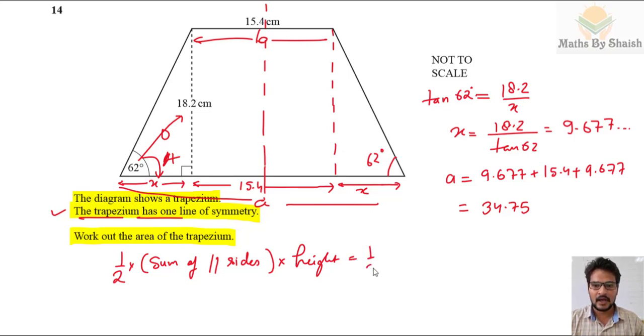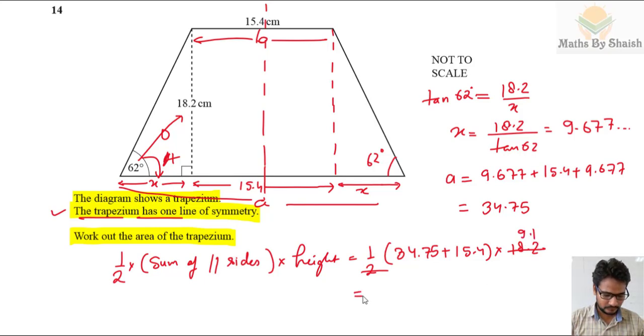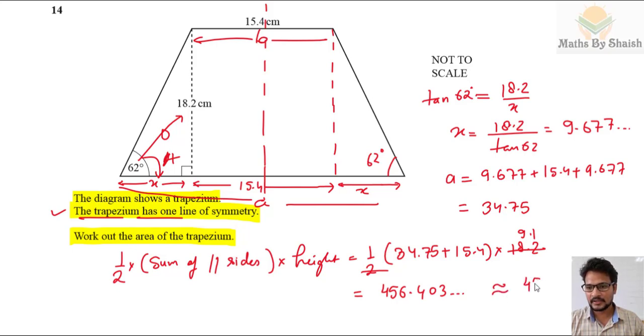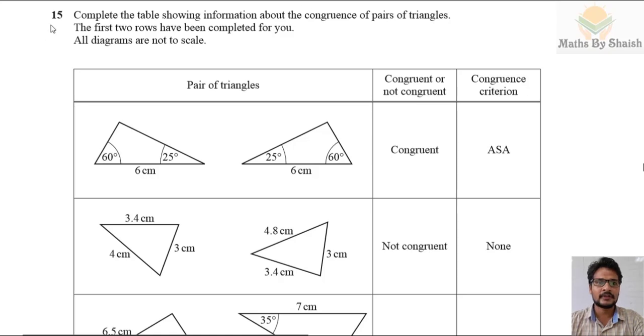So the area becomes half into 34.75 plus 15.4 into the height, that is 18.2, and we can cancel this to 9.1, and now we will calculate this into 9.1. So this value is 456.403 and so on. So we can write our answer to 3 significant figures as 456 centimeters squared, and that's the answer for it.